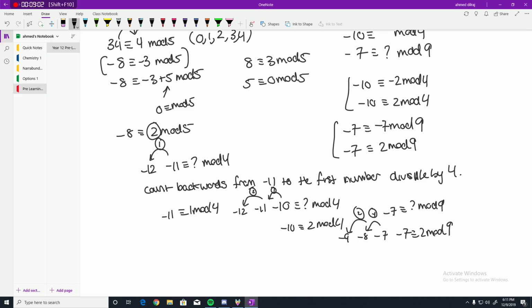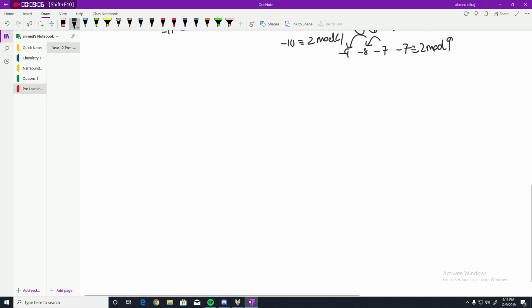Does that make sense? So I'll quickly give one last example that's slightly trickier. Minus 1111 is congruent to what mod 759? So I'll give you guys like 1 minute to work it out. Just type 1111 when you're done.